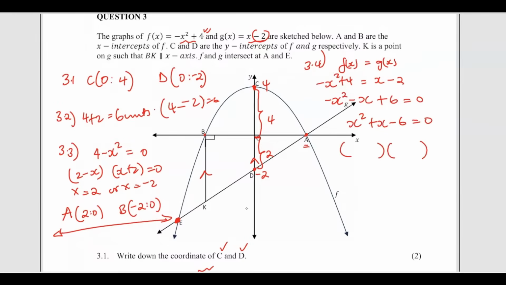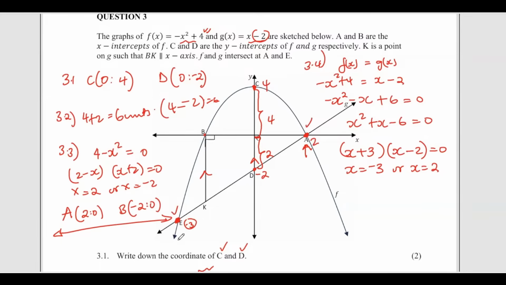Let's open up the brackets. That's going to be (x + 3)(x - 2). I think that would make sense, no? So either x is negative 3 or x must be positive 2. But we have already seen that at A, that's where the graphs are meeting. So the graphs are meeting at 2 points. One where x is 2 already, and then this one should be negative 3.